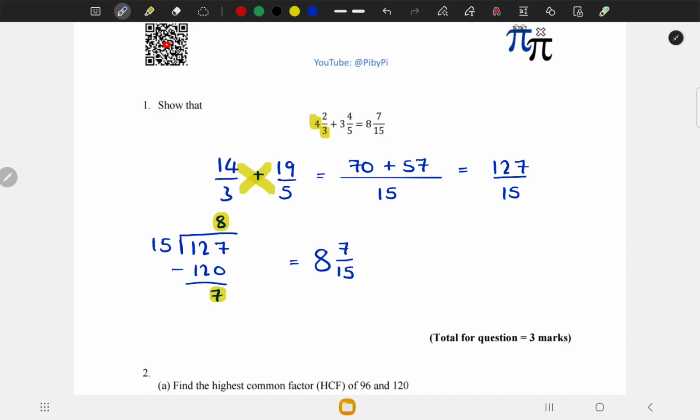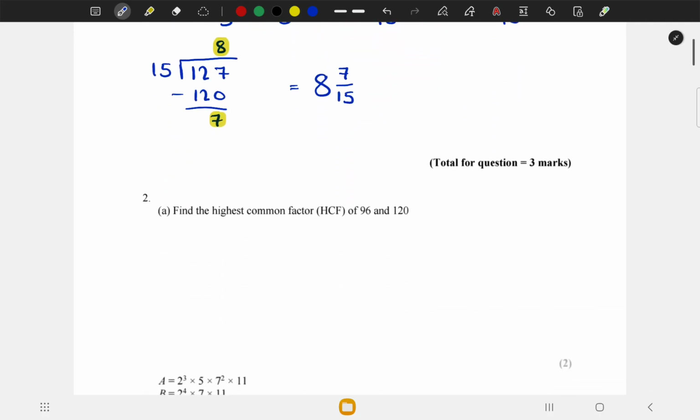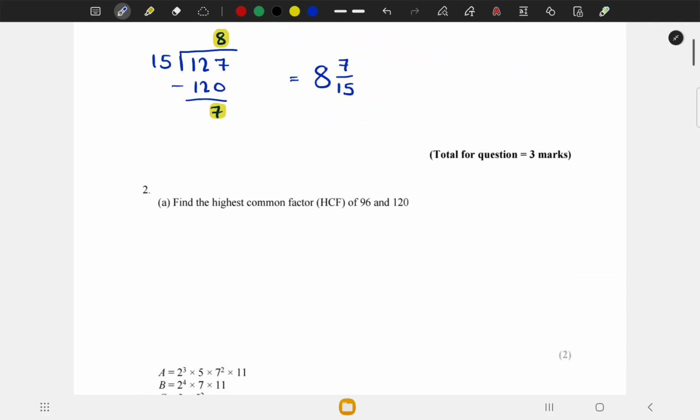Alright, moving on to the next question, whereby we're being asked to look for the HCF, the highest common factor, of 96 and 120. There are multiple ways of doing this. I'm going to show you one way of going about it, and that is by using a table method. So we're dealing with 96 and 120.